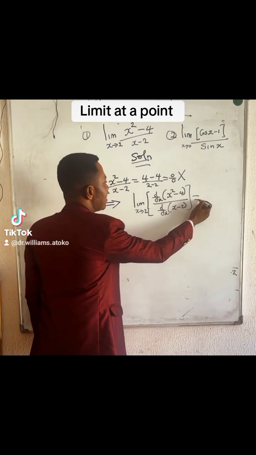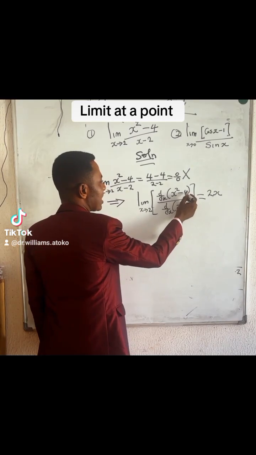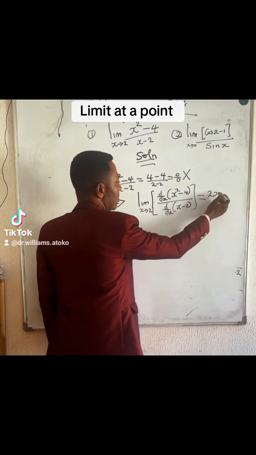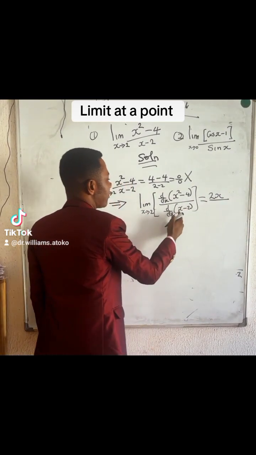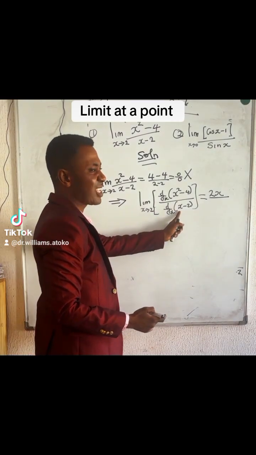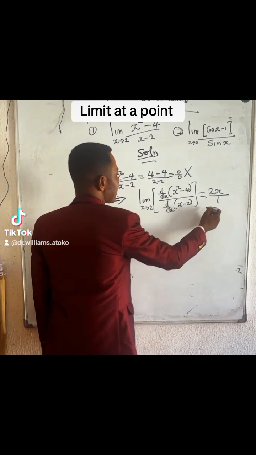Check it very well. Differentiating s squared, we have 2s. But when you differentiate a constant, you have 0. So that's why I say minus 0, the same thing as 2s. All over, differentiating s, you have 1. Differentiating 2, you have 0. So the answer is 2s.